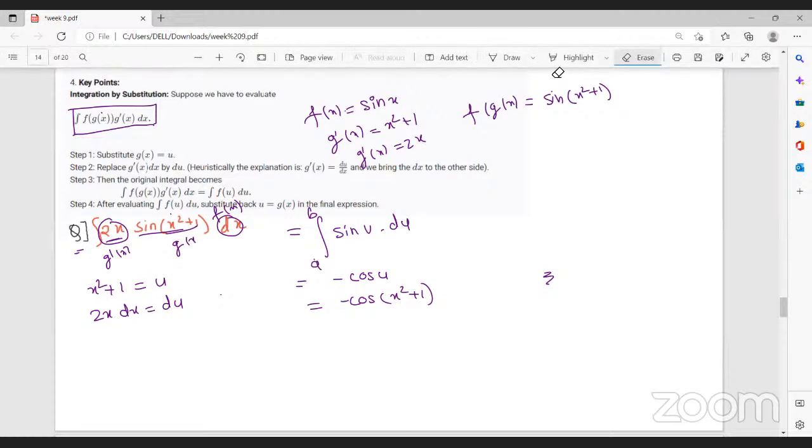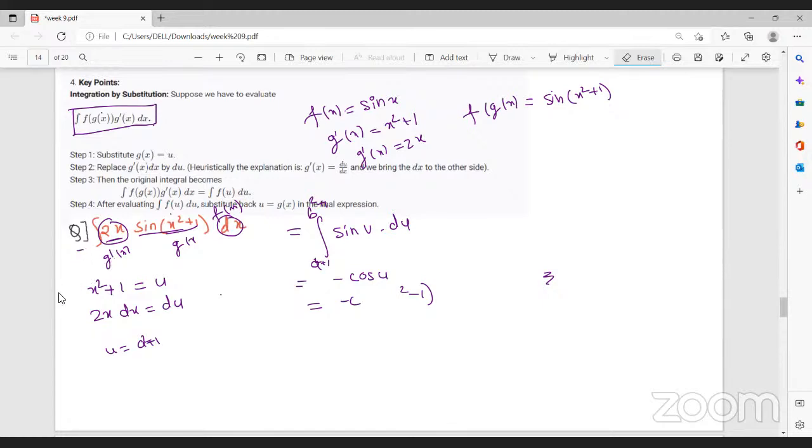No, here, if there is a definite integral, suppose the limits are A and B. When x equals A, my u will be A square plus 1, and the upper limit will be B square plus 1. Then there is no need to resubstitute. You can simply get the value. This is the case of a definite integral, where we are getting a value, whereas here we are not finding any value.